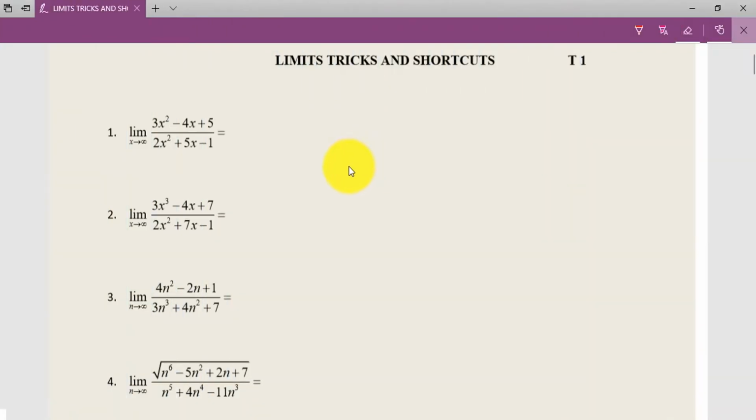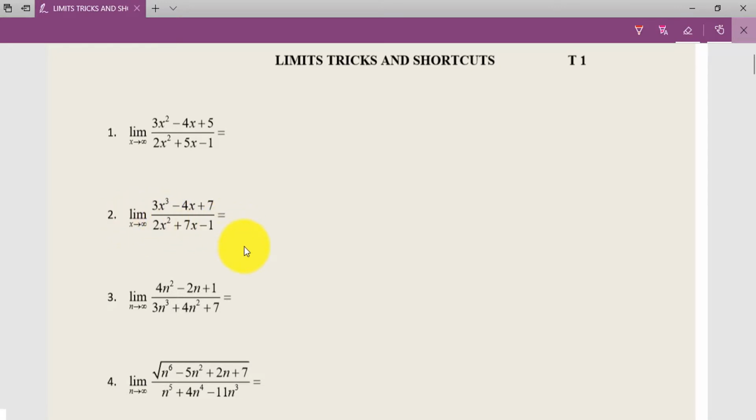Hello everyone. So today we are going to see some limit tricks and shortcuts, which are very useful for your entrance examination. I have taken this type of example, which will be very handy and easy to understand. So I will start with my second problem.